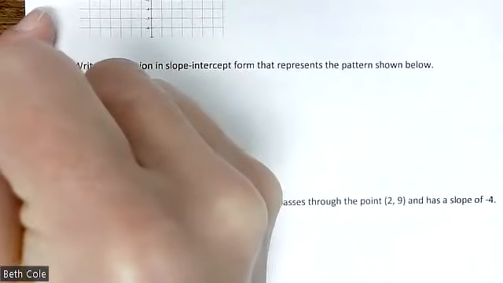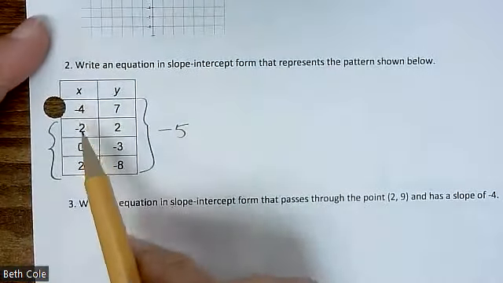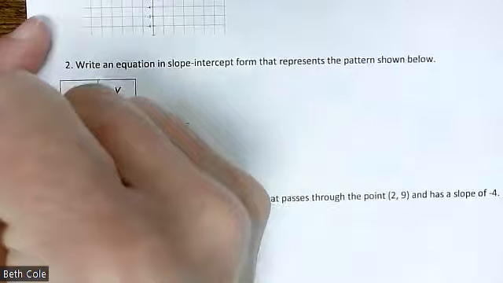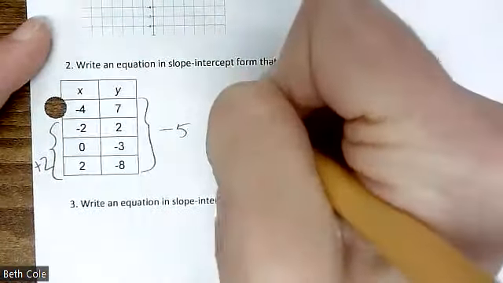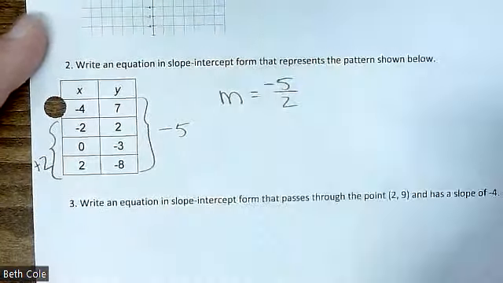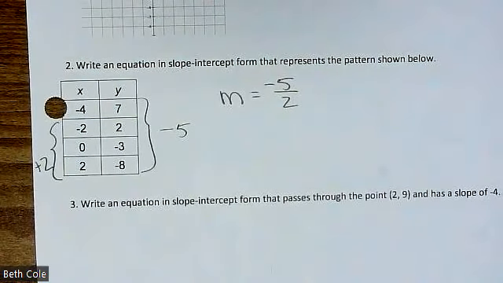And then we're going to do the same thing for x over here. Negative 4, negative 2. Good. Plus 2. So your slope is negative 5 over 2. Just remember it's y over x. Just if you get it backwards, you're going to be bummed out.